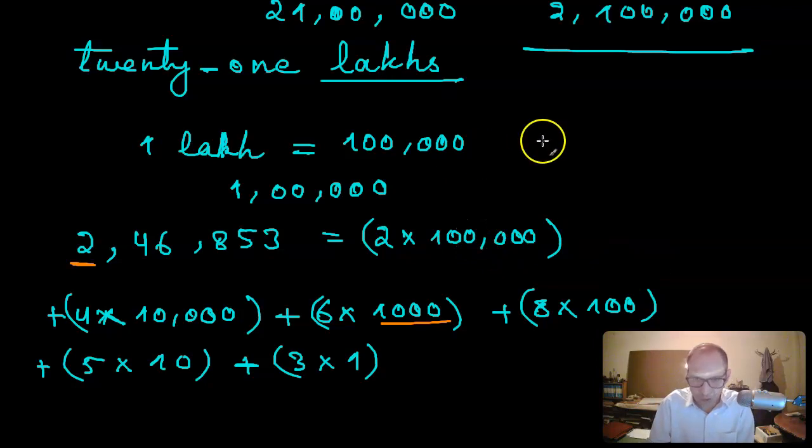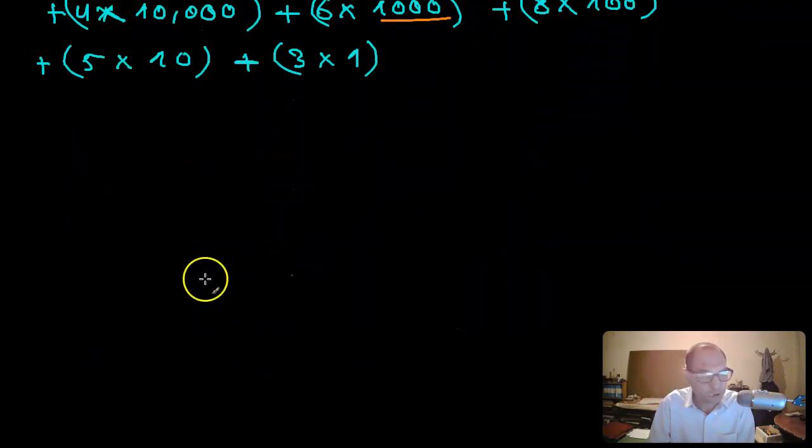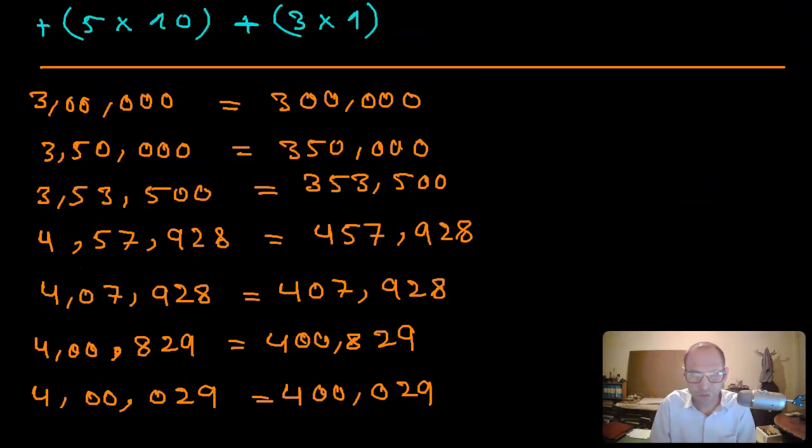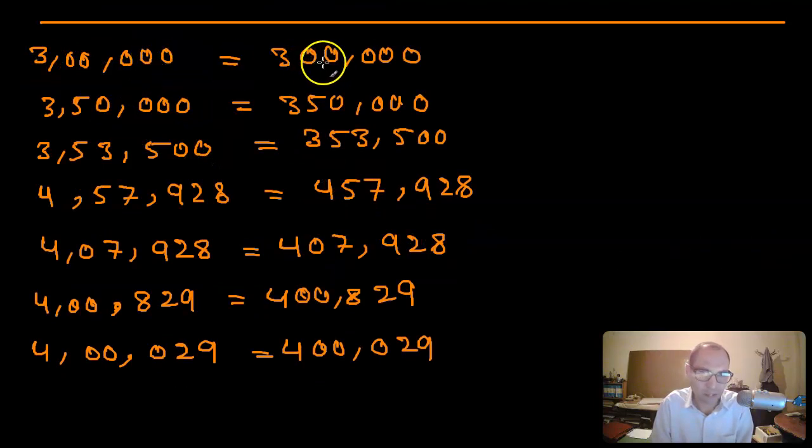And if you like to do a couple of exercises, I will write a couple of numbers here. If you want to, you can expand them. That's 3 lakhs or 300,000. That's 3,50,000, which is 350,000. That's 3,53,500, which is 353,500. That's 4,57,928, which is the same as 457,928. That's 4,07,928, which is the same thing as 407,928. This is 4,00,829, which is 400,829. 4,00,029 is 400,029, right?